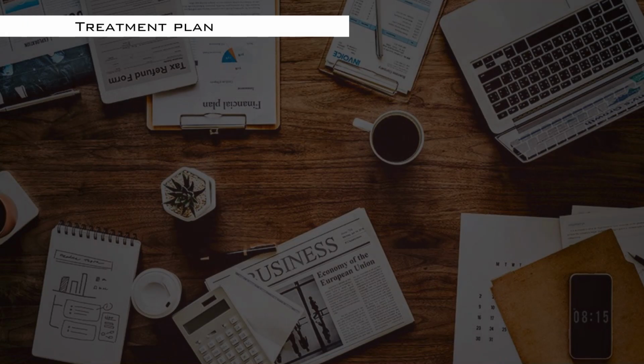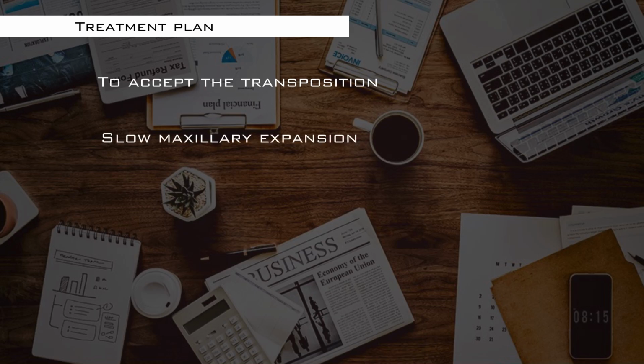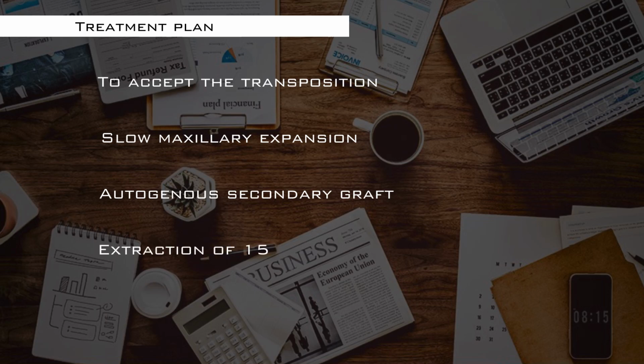In the treatment plan, it was decided to accept the transposition, perform a slow maxillary expansion, and later a secondary bone graft. The tooth 15 would be extracted in the upper arch to obtain space, and a mini implant would be used on the left side of the upper arch, helping to close the space by mesialization of the posterior teeth.